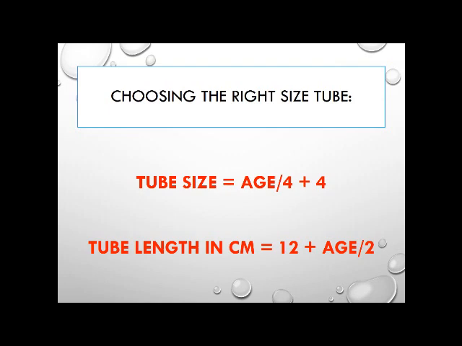There are a few ways that the ET tube could be approximately measured for the pediatric patient. Usually the tube size is determined by this formula: dividing age over 4 and adding 4 to it. In terms of the tube's length in centimeters, the formula is 12 plus the age of the child divided by 2. And these are again a guide only. Each child needs to be assessed within the context of their anatomy and physiology.